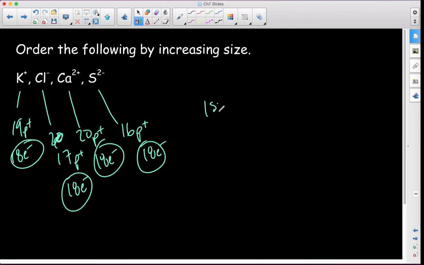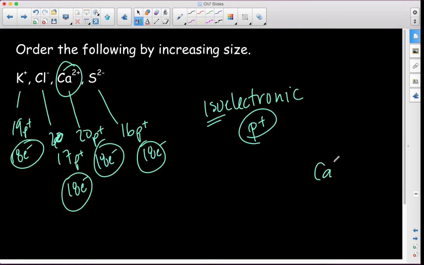So if we look here, this would be called an isoelectronic set of species. Iso meaning same. So this is an isoelectronic set, which means that in order to determine their sizes, we're going to have to look at the number of protons. Again, going back to the idea of charges, whichever one has the most protons is going to have the highest Z effective, which means that the valence is going to be most strongly attracted to my nucleus, which means that it's going to have the strongest force of attraction and the smallest size. So if we look here, this one wins. So calcium 2 plus is going to be our smallest.